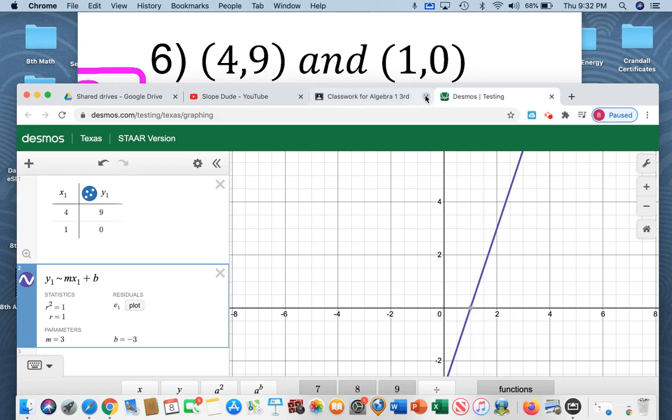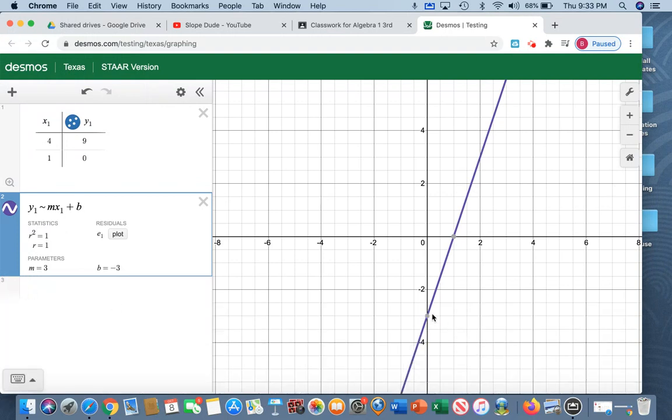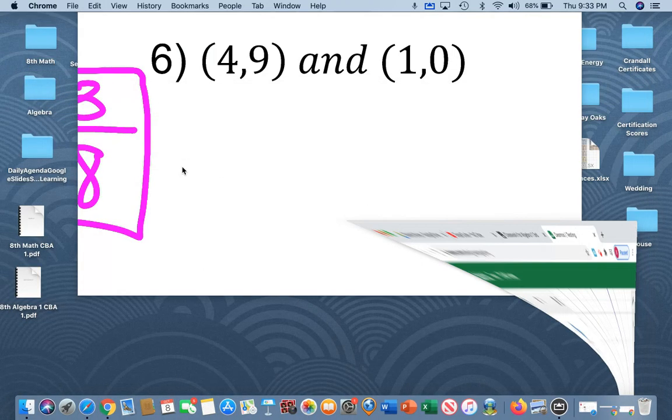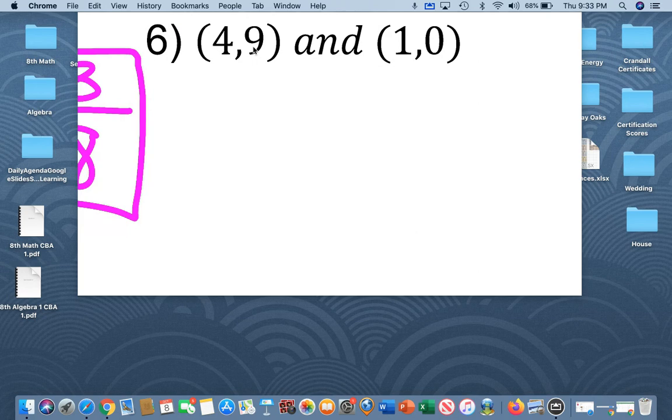And if you look at the graph, let me pop that down. If you look at the graph, here's my y-axis. This is where it crosses at negative 3. So it tells me that, and then it also tells me my rise over run, which is 3. So the answer to this one is 3. My slope is 3.